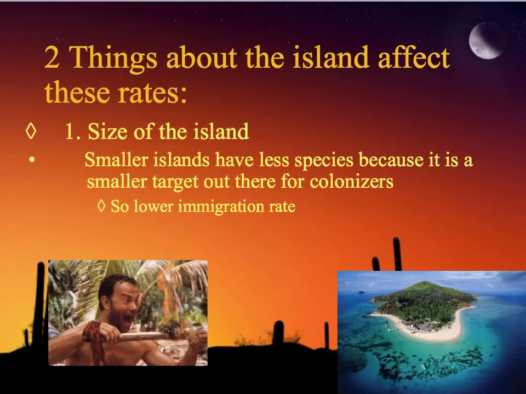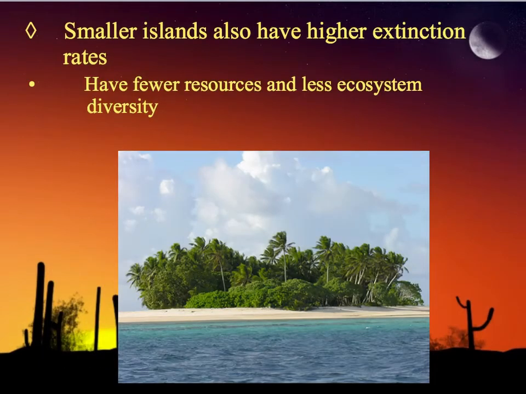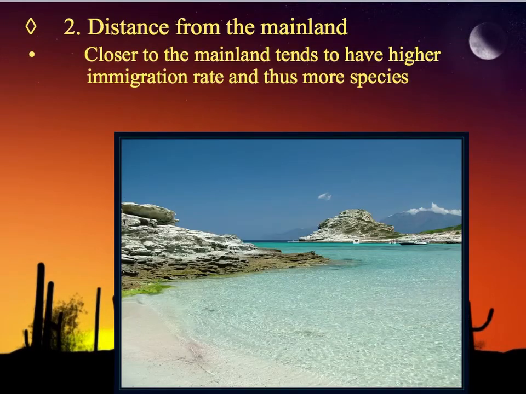Again, reviewing two things about the island that affect these rates. The size of the island. Smaller islands have fewer species because it is a smaller target for colonizers to come in, so they have a slower immigration rate, things moving onto the island. Smaller islands also have a higher extinction rate because there are fewer resources and less ecosystem diversity for those species. And the second piece of island biogeography theory is the distance from the mainland. The closer to the mainland tends to have higher immigration rates and thus more species.